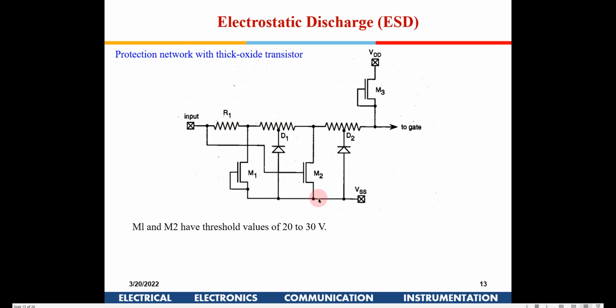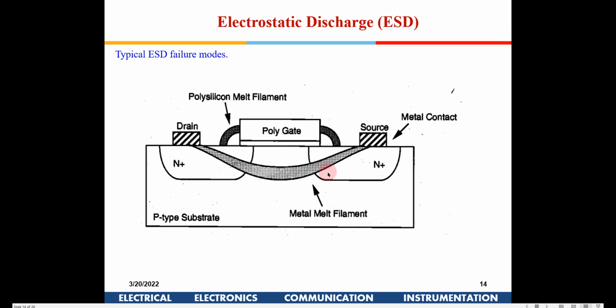So these are some of the kinds of circuits which we use to prevent our circuit from getting damaged because of ESD signals. Okay, so this is another kind of circuit which we are using.